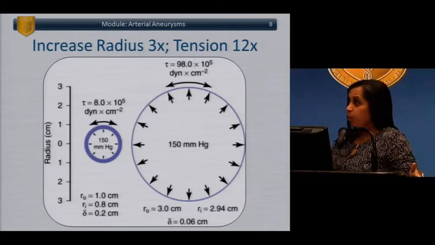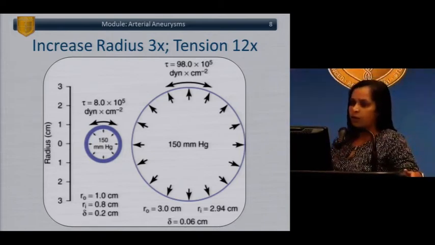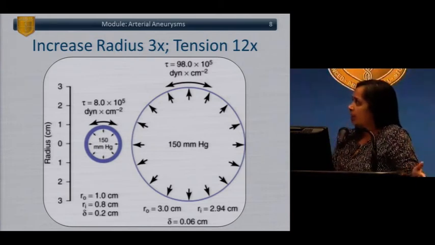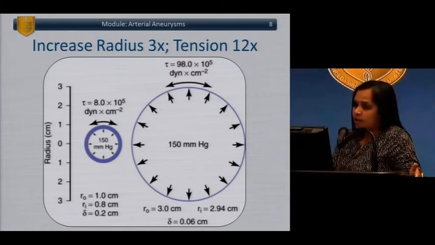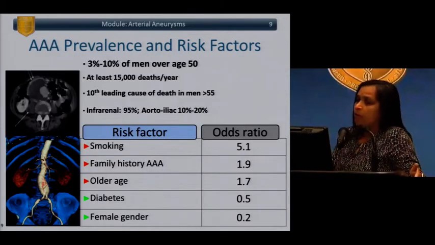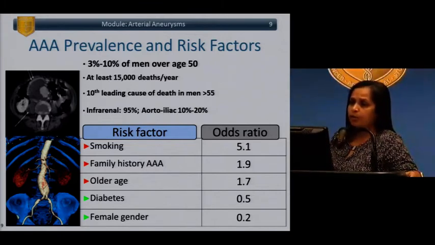This is just a more complicated physics type diagram that demonstrates the relationship between the radius and the tension in the wall, where if you increase the radius by 3 times, it actually, based on the variables, increases the wall tension 12 times. So the bigger an aneurysm gets, and especially at the larger sizes, the higher the risk of rupture.